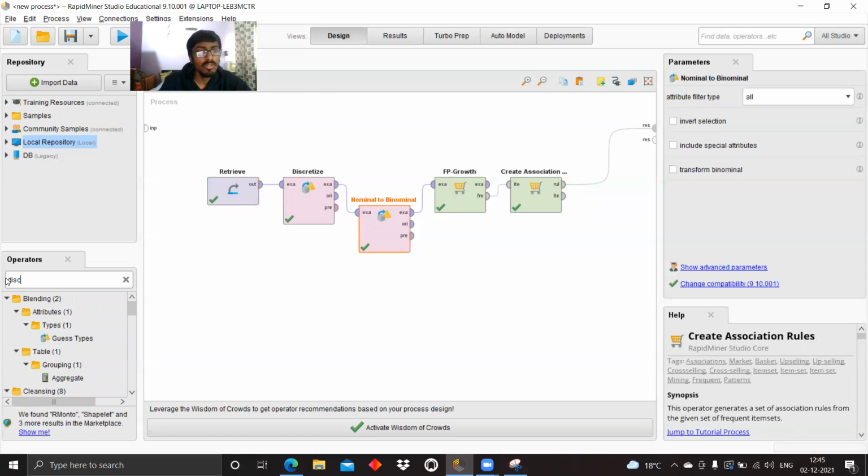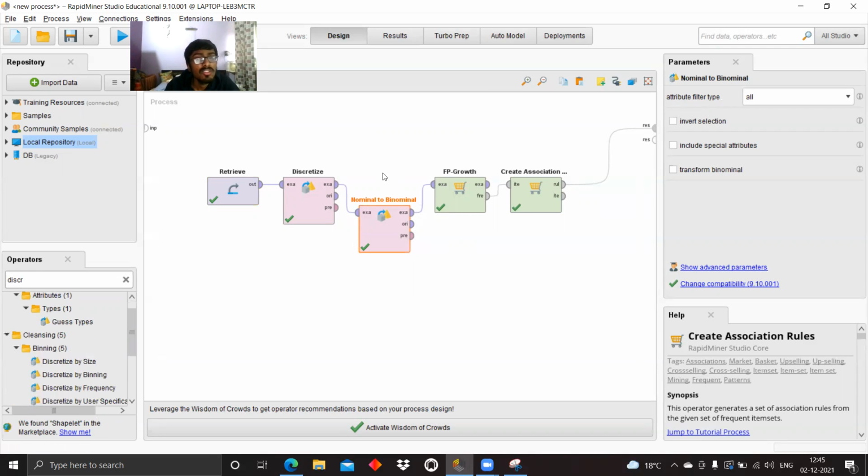So I'll just be showing you discretize. Here it is discretized by frequency. This is basically what we'll be using to convert these nominal values to binomial. Once the data set gets discretized and converted into binomial values, the FP-Growth moves this data into the Create Association Rules operator, where we will be determining the association rules for our data set.